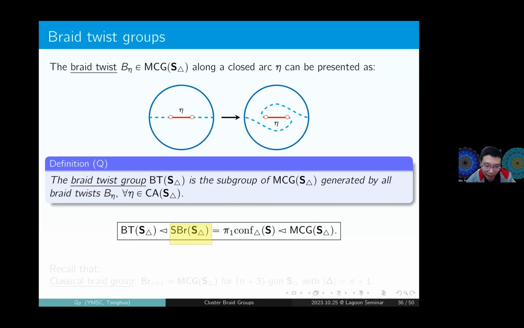I checked the literature, and topologists have this generalization of the classical braid group, just the pi one of configuration space. However, from the cluster point of view, we want a little bit smaller braid group, which I call the braid twist group. Later we'll see why this is the correct definition. In the classical case they are all equal, so you cannot tell the difference. But once you have higher genus or more boundary components, this one is strictly smaller than that one.